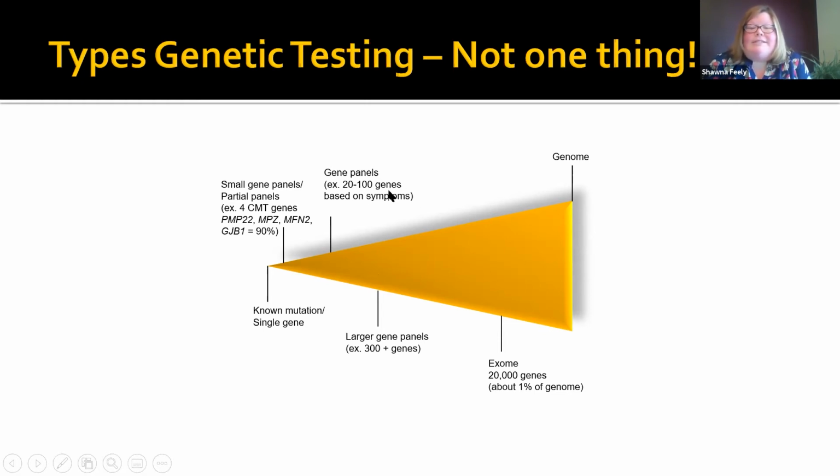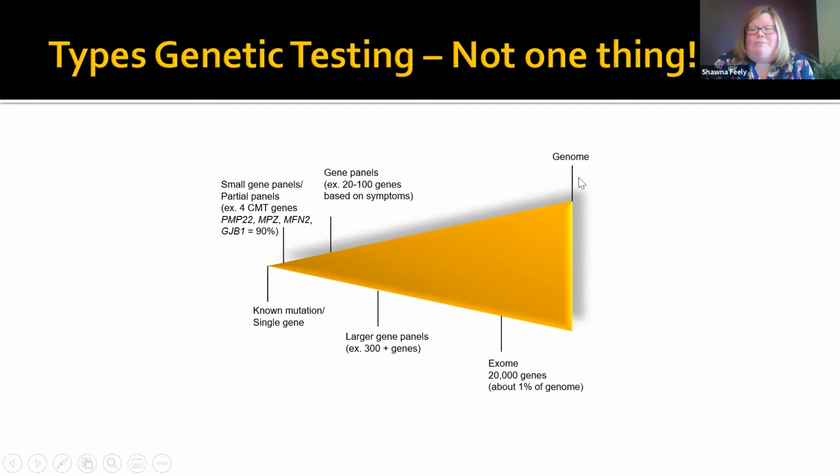Nowadays, a lot of genetic testing is done in gene panels, where you may have 100 or 300 genes that are known to cause that subset of symptoms. For example, we might order a CMT panel, which has genes that are known to be associated with CMT. But not everyone can find the answer that way, because we still don't know all the genetic causes of CMT. And so then sometimes people move to what we call a whole exome. An exome is all the protein producing parts of the genome, and that's about 1% of the genome, but it's also about 20,000 genes. So we're going from 100 to 300 genes to 20,000 genes. That's a big leap.